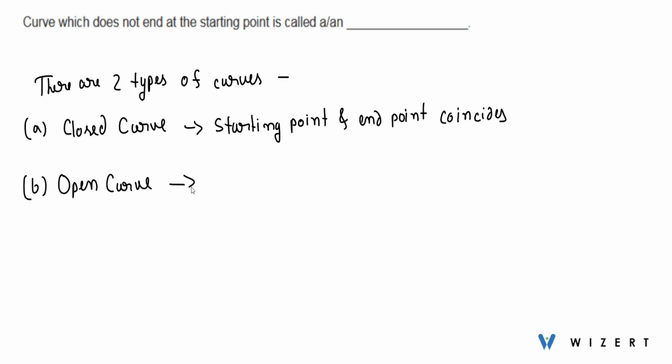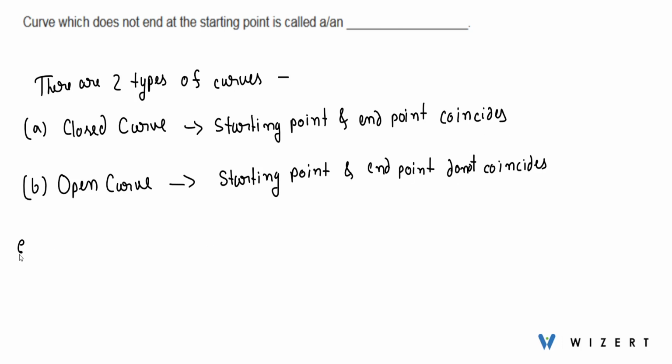And in the case of an open curve, the starting point and end point do not coincide. Right. So, for example, a closed curve will be like this figure. This is an open curve.